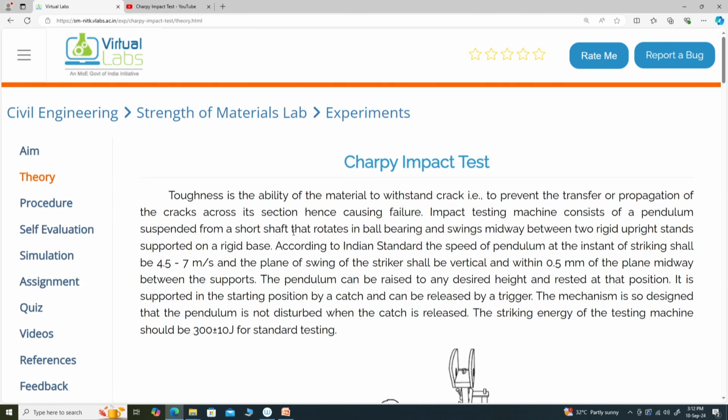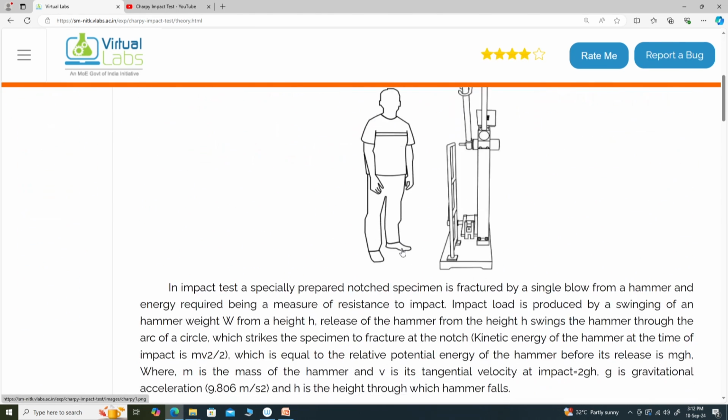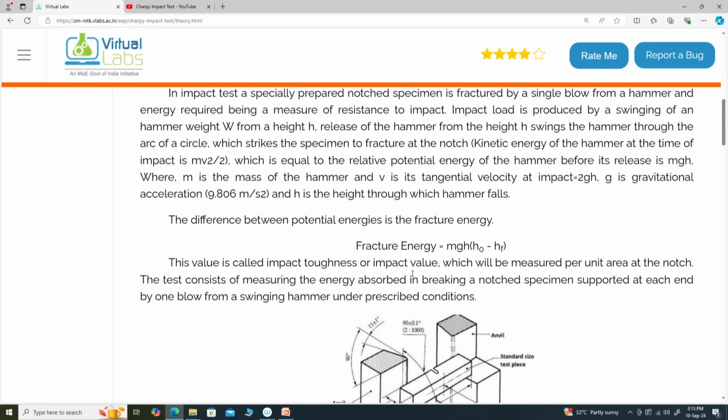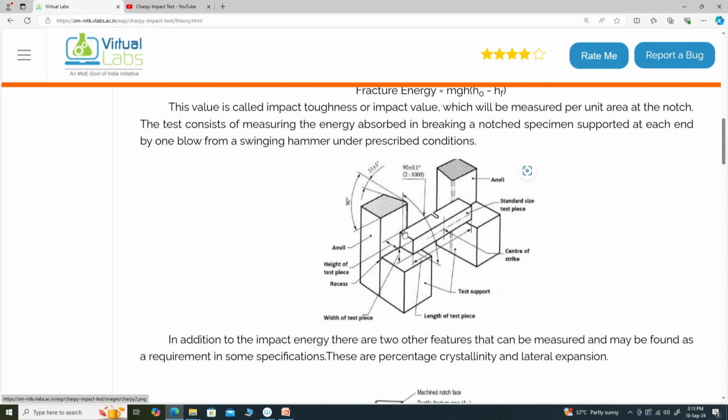The theory part is given here, where the machine setup is given. Here fracture energy is given. So this is the setup of the specimen. There is an anvil here on which the specimen is mounted. We need to make sure that the notch is facing in the opposite direction to the striker. If the striker is coming from this direction, the notch is in the opposite direction. So the striker will hit the plain surface of the specimen.